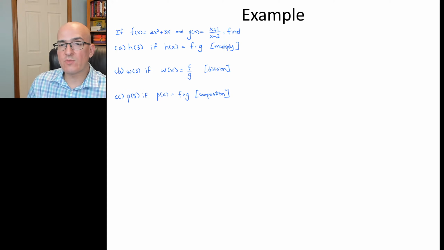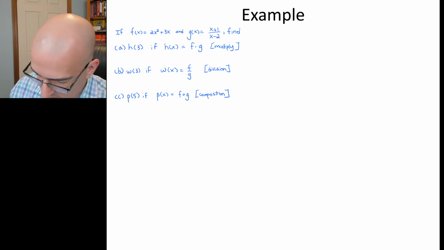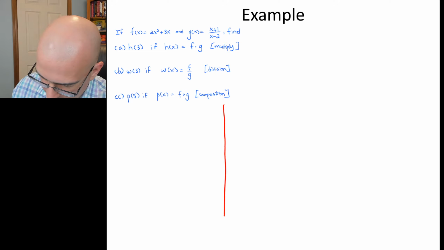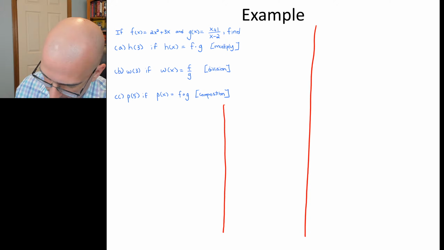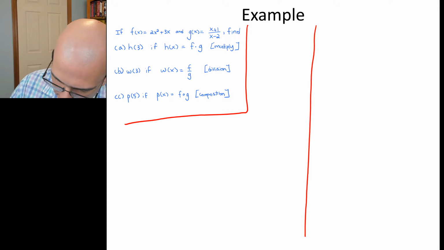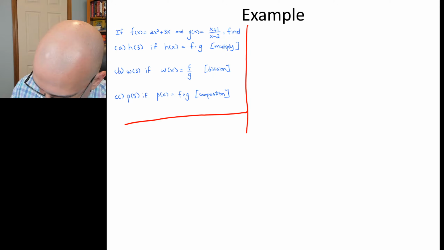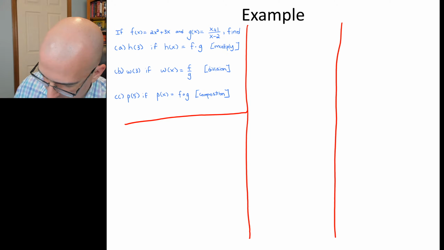To play a little bit with these compositions, here's an example. We're given two functions, f of x and g of x, and we're asked for the multiplication of the functions evaluated at 3, the division of the functions evaluated at 3, and the composition of the functions evaluated at 5. Let's see how that goes. So I'm going to split this up into 3 boxes. Maybe I'll do that. I'm trying to be organized here. There you go. All right.